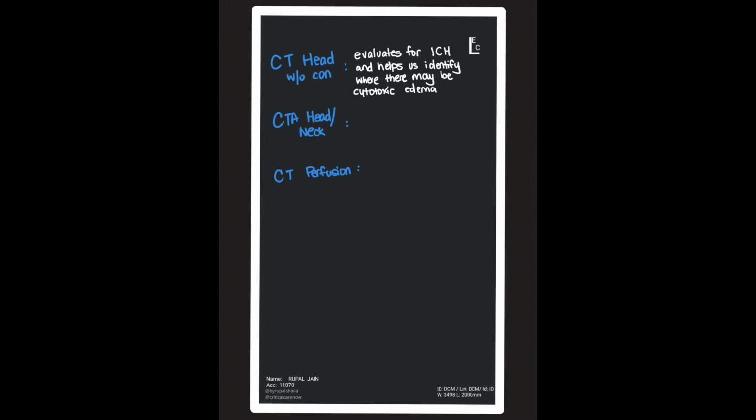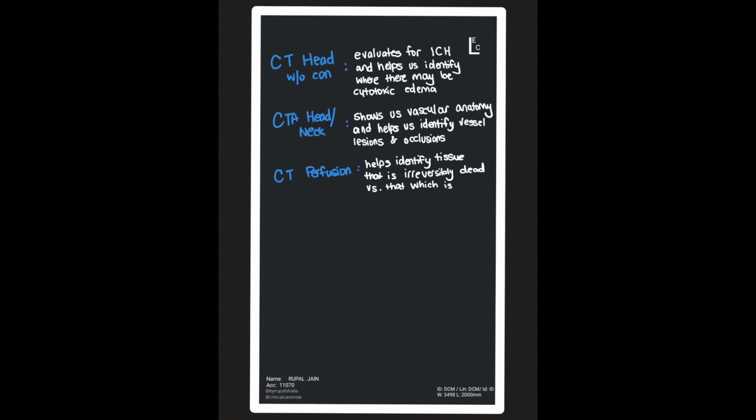Now, the CTA head and neck shows us the vascular anatomy and helps us to identify vessel lesions and large vessel occlusions contributing to the ischemic stroke. All right, and now the CT perfusion scan. This is the new kid on the block causing some confusion. Why does this scan matter? The CT perfusion scan allows us to identify tissue that is irreversibly dead versus that which is salvageable.